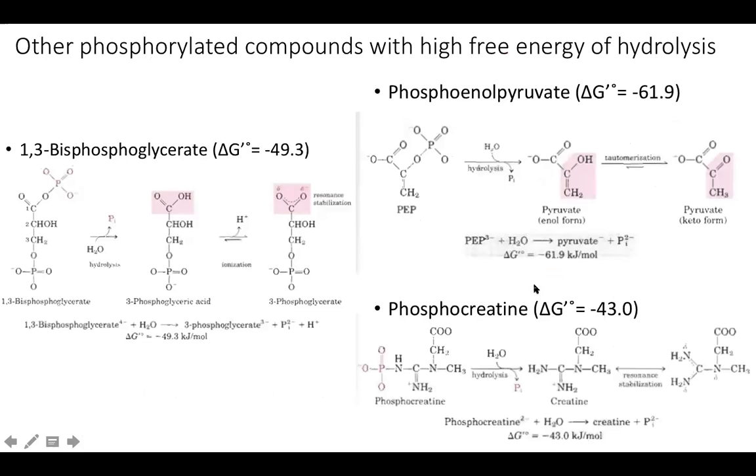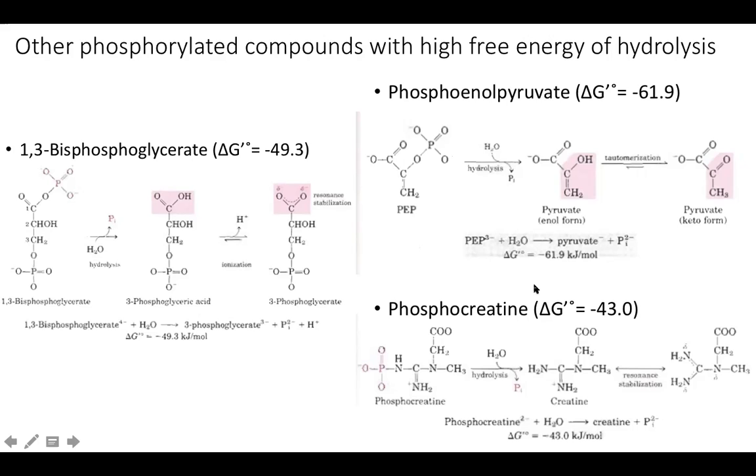There are other phosphorylated compounds besides ATP that also exhibit high free energy changes of hydrolysis. The hydrolysis of phosphoenol pyruvate, for example, results in the very high delta G of hydrolysis of negative 61.9 kilojoules per mole.